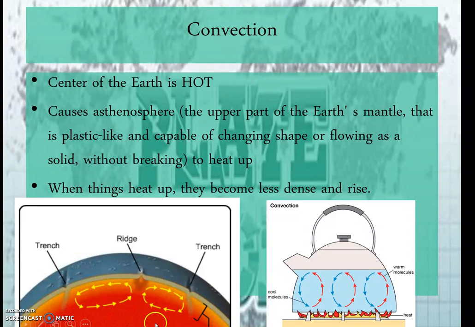So convection occurs because the center of the Earth down here is hot. This causes the asthenosphere to heat up, which is the uppermost part of the Earth's mantle that is plastic-like and capable of changing shape or flowing as a solid. When things heat up, they become less dense and rise. And that's what's happening right here in this cycle. The rock in the asthenosphere heats up, becomes less dense, and rises. This is similar to what happens in a boiling pot of water. The water heats up down here by the flame, becomes less dense, and rises.